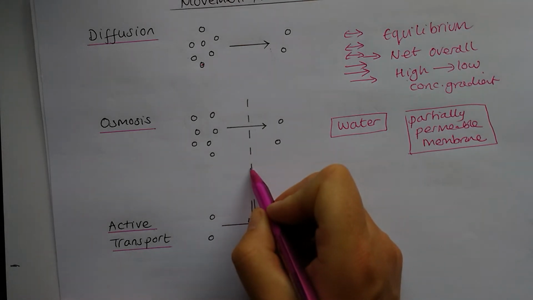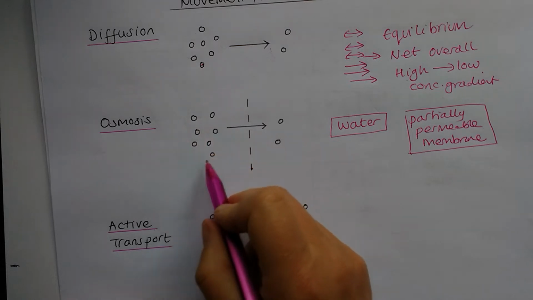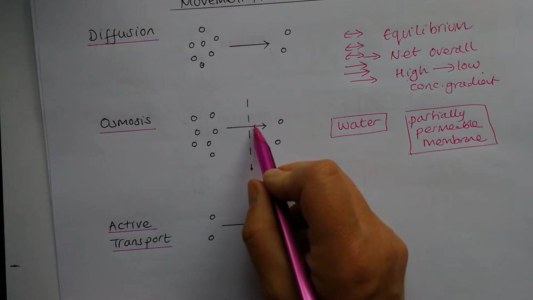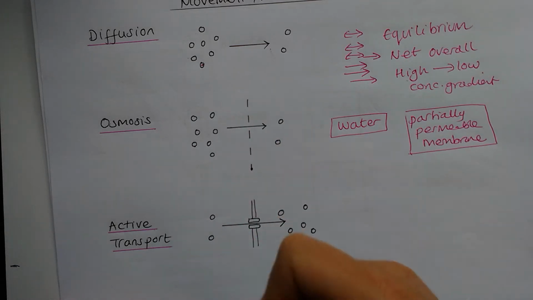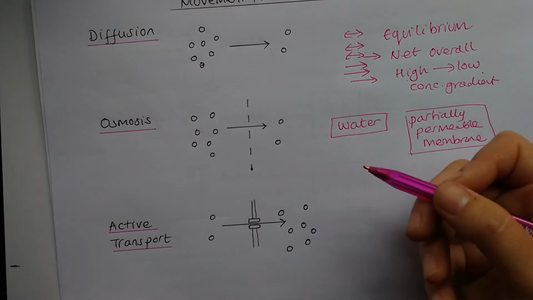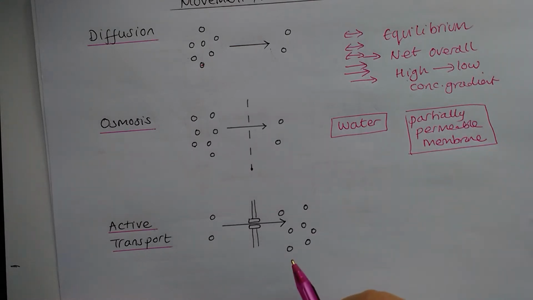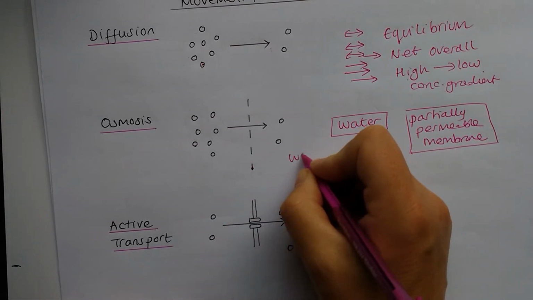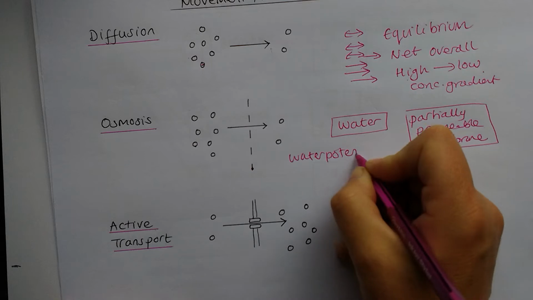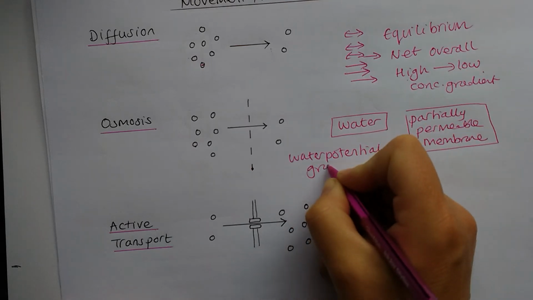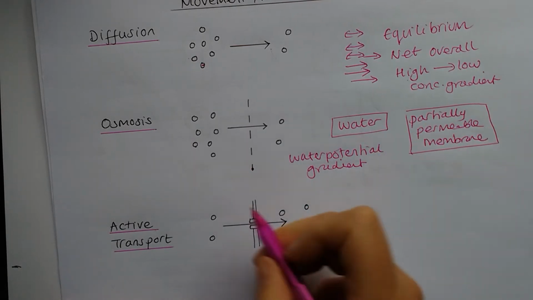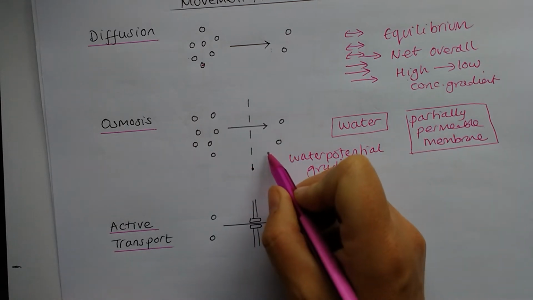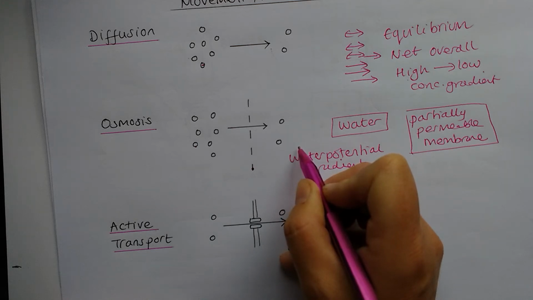So here's our partially permeable membrane. Here is our water, because we're talking about osmosis. Water can fit through the partially permeable membrane. We've got a gradient here. Now it's not really a concentration gradient, because concentration is usually to do with salts and dissolved substances. But the concentration gradient here is actually, we say it's a water potential gradient. In other words, it's a high amount of water relative to solutes here, and it's a low amount of water relative to solutes here.